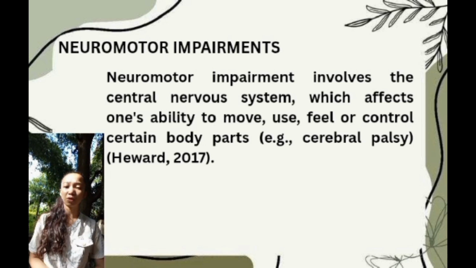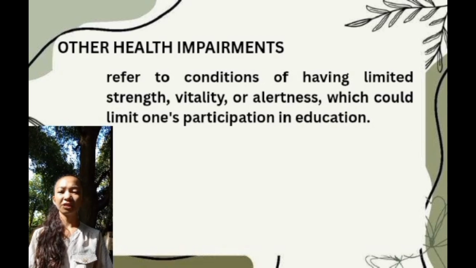So we have the example here, cerebral palsy. Do you know what cerebral palsy is? Cerebral palsy is a group of disorders affecting movements and postures, resulting from brain damage during development. It can lead to various movement challenges, including spasticity, which is muscle stiffness, and ataxia, which is lack of coordination.